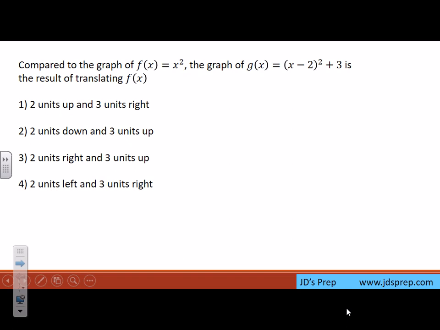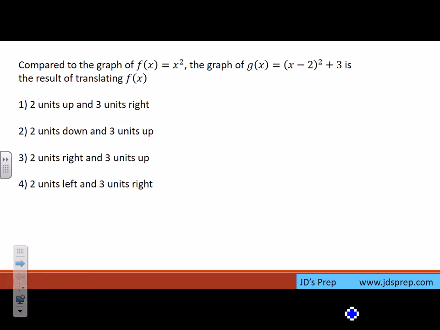In this problem, we want to know, compared to the graph of f of x equals x squared, the graph of g of x equals (x minus 2) squared plus 3 is the result of translating the graph of f of x in what way? We have four different options here, and we want to know what is it about our g of x that is causing us to translate or shift the graph of f of x equals x squared.